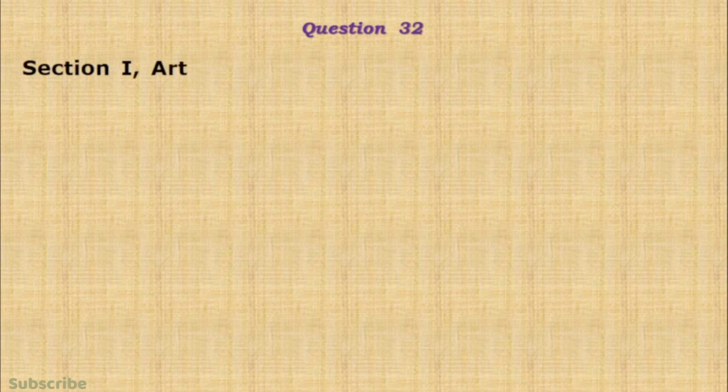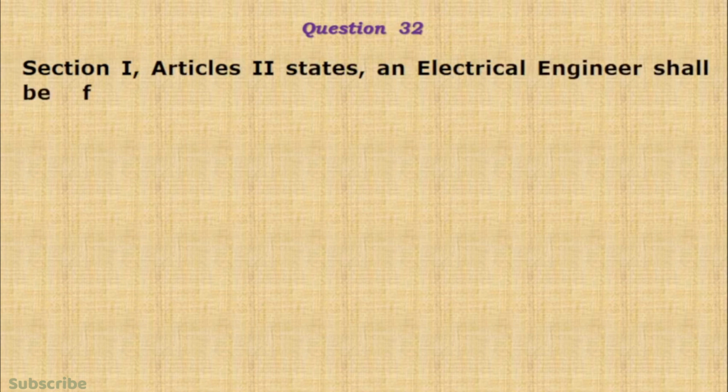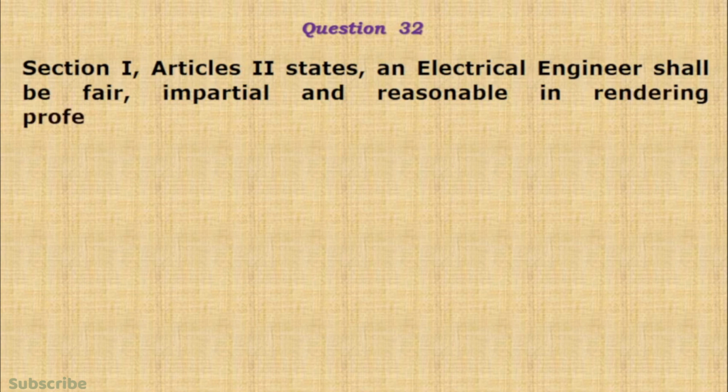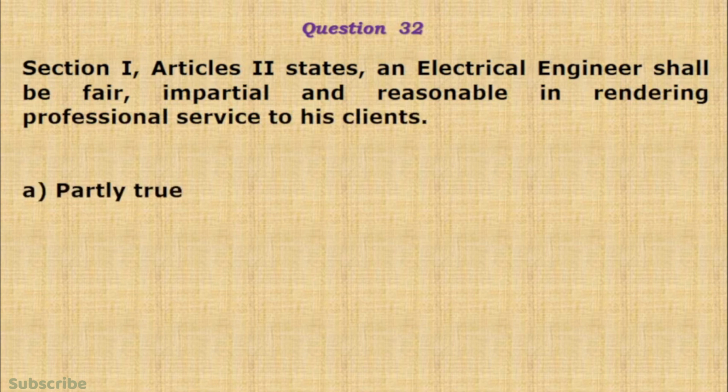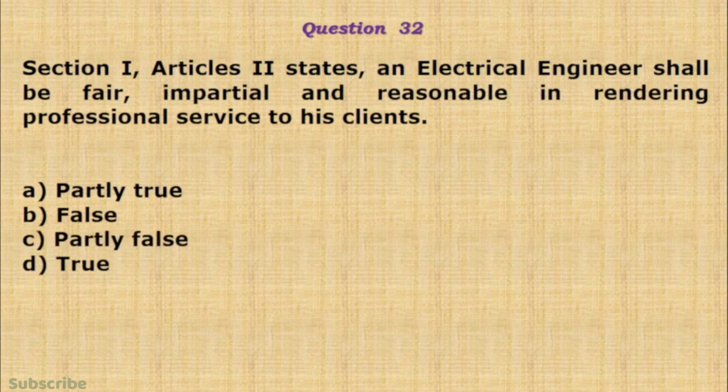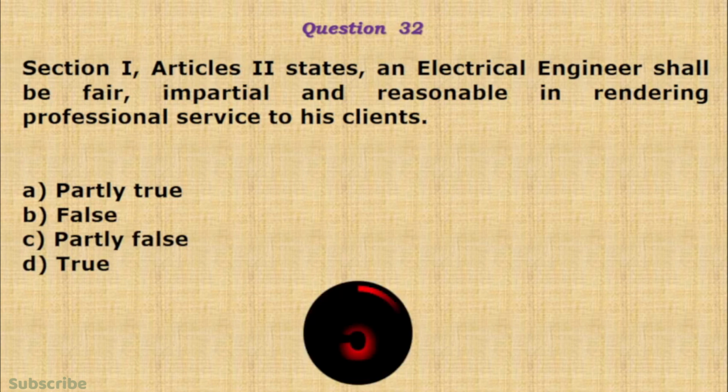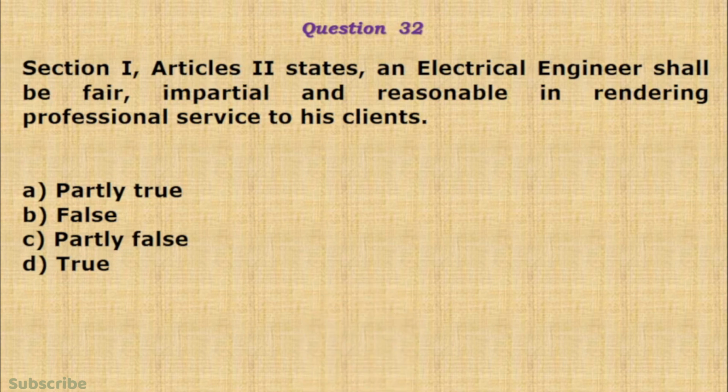Question number 32. Section 1, Article 2 states, an electrical engineer shall be fair, impartial and reasonable in rendering professional service to his clients. A. Partly true, B. False, C. Partly false, D. True. The correct answer is letter D, true.